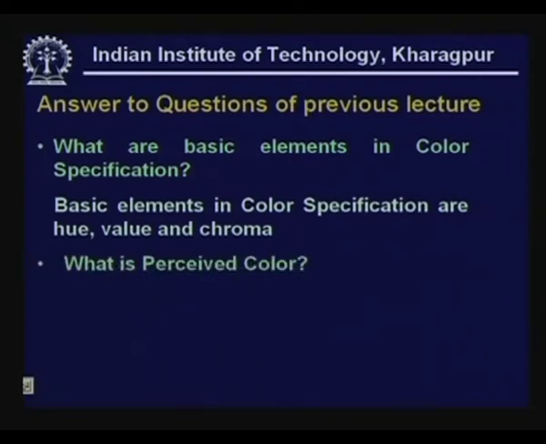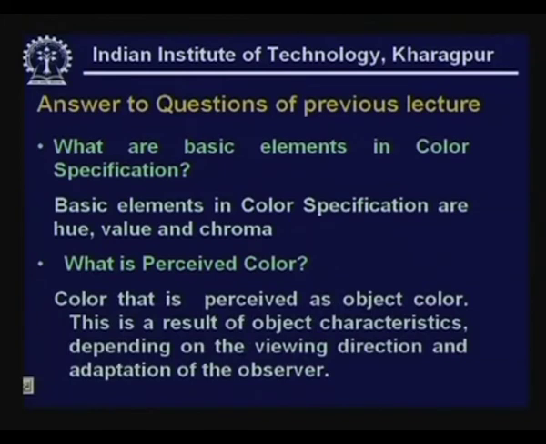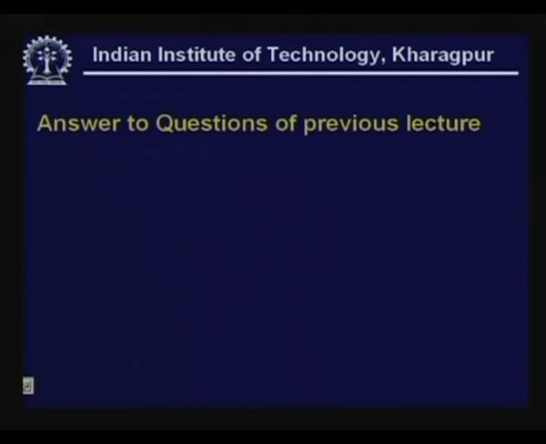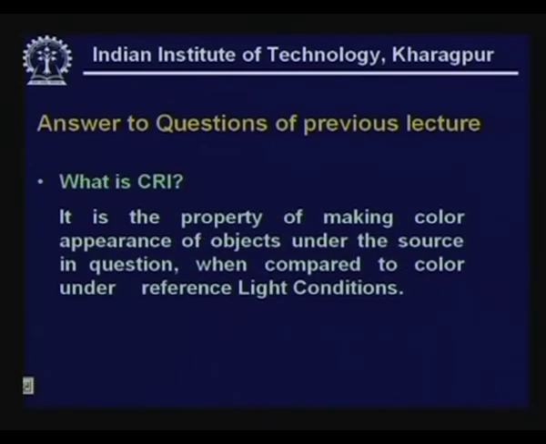What is a perceived color? The color that is perceived as object color is a result of the characteristics depending on the viewing direction and adaptation of the observer. What is CRI? CRI stands for the color rendering index. It is the property of making color appearance of objects under the source in question when compared to color under reference light conditions. Thank you.